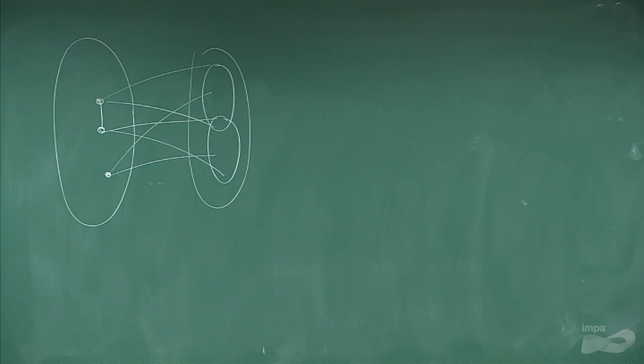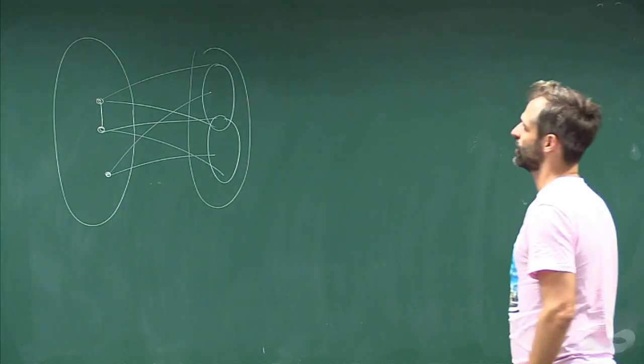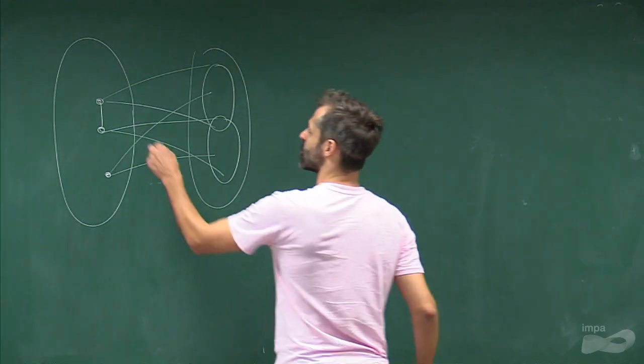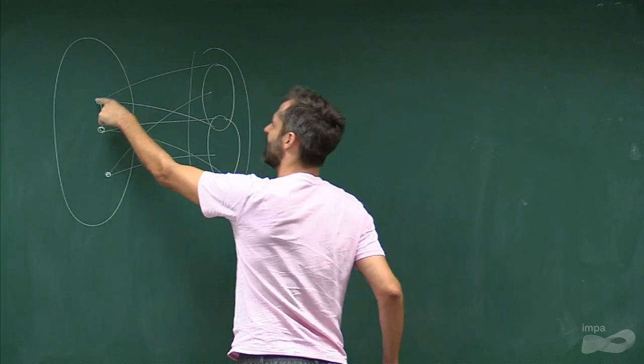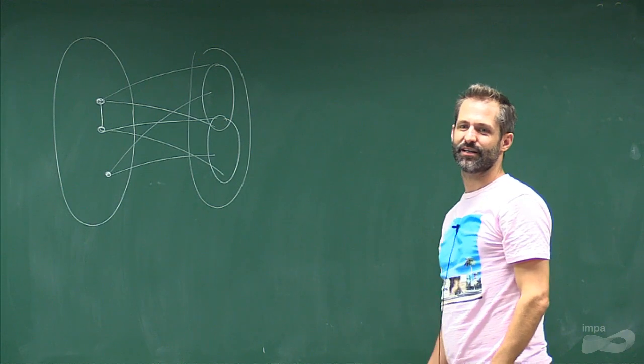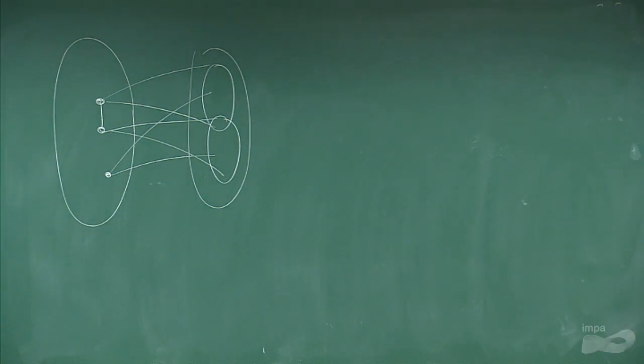So how are you going to find it? A good first step would be to make sure that every vertex on this side has many neighbors on this side. How are we going to do that? Let's do a first step to make sure we can do that. First, why does every vertex have large degree?